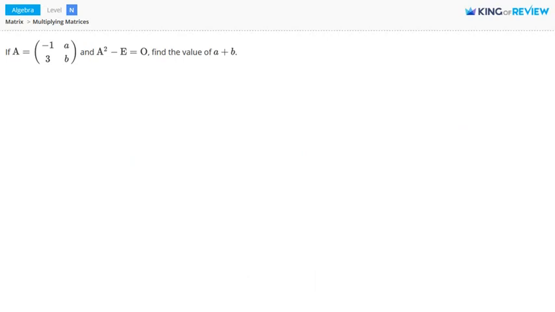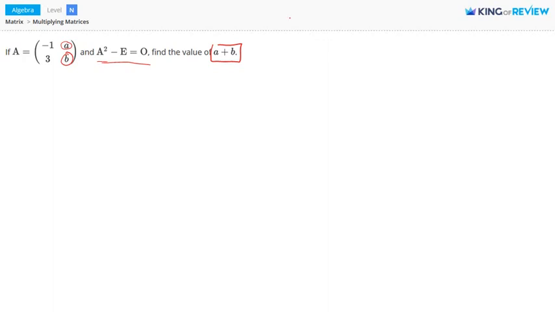In this problem, we're asked to find the value of a plus b, where a and b are the entries here in matrix A. We're given this equation, matrix A squared minus an identity matrix equals a zero matrix.